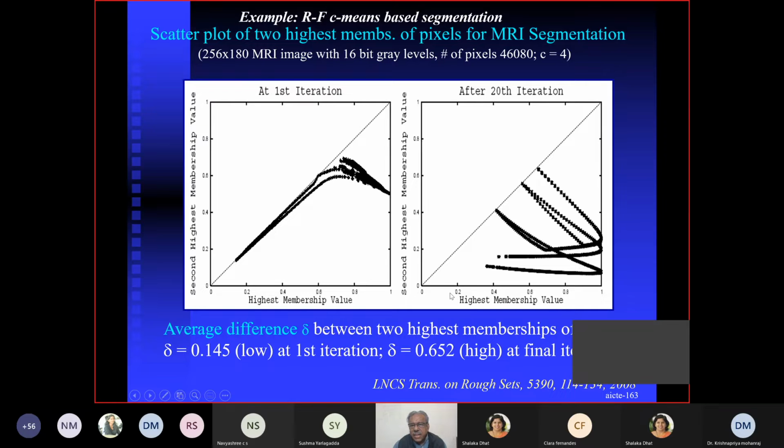See, after the final iteration, you see that the highest values are much more widely apart from the second highest. Initially, they are very close, almost equal. Very interesting, the highest membership values. So you see the average difference delta between the two highest memberships of pixels at iteration 1.